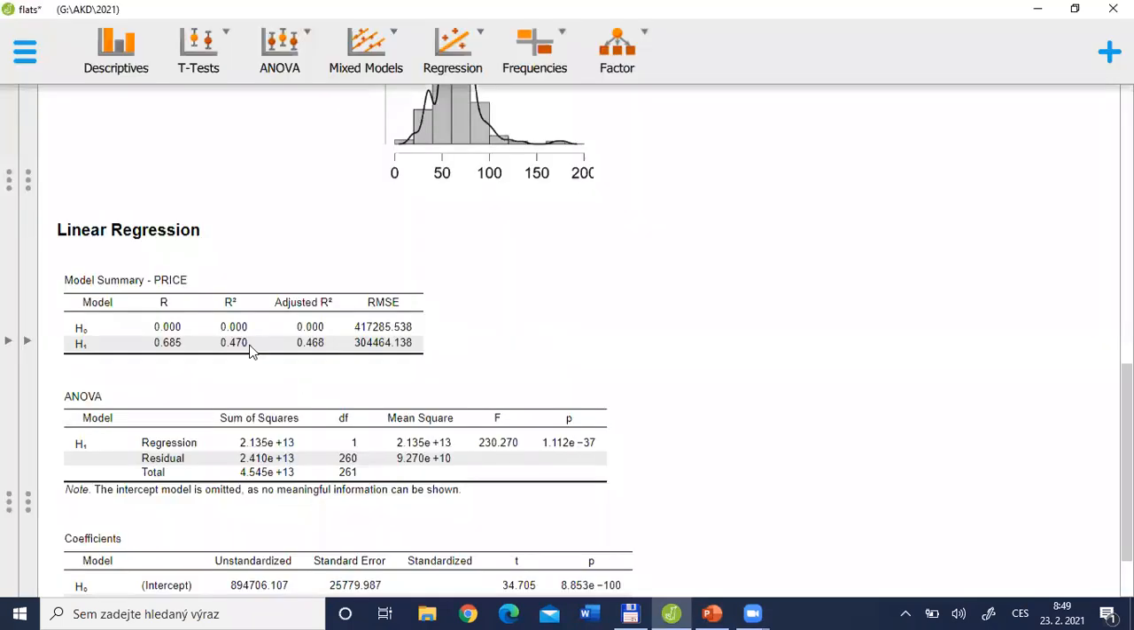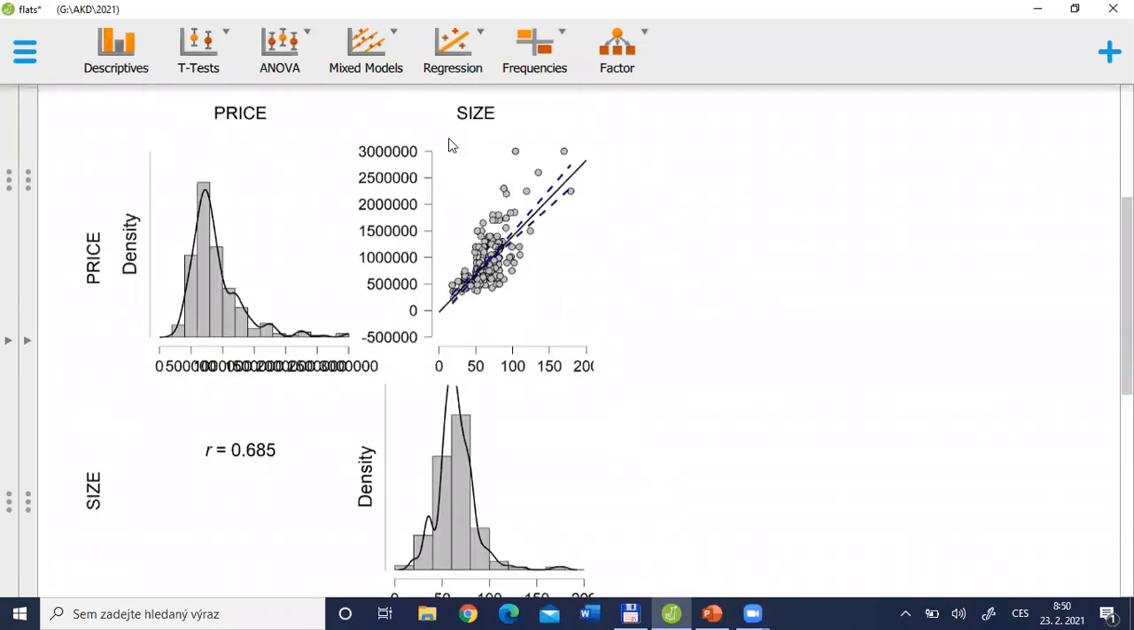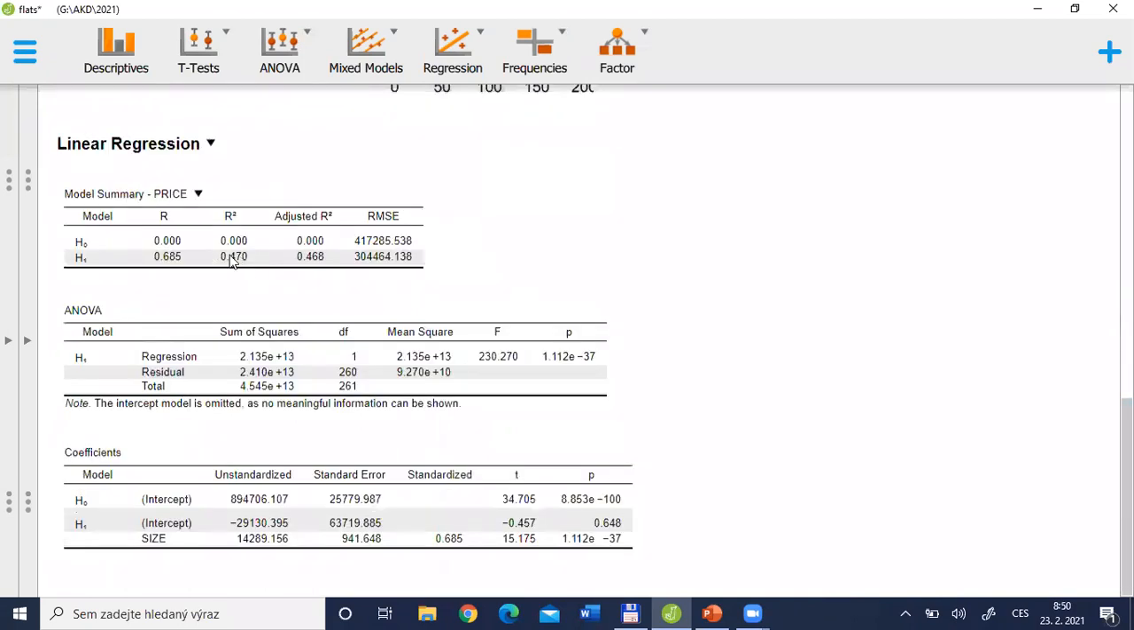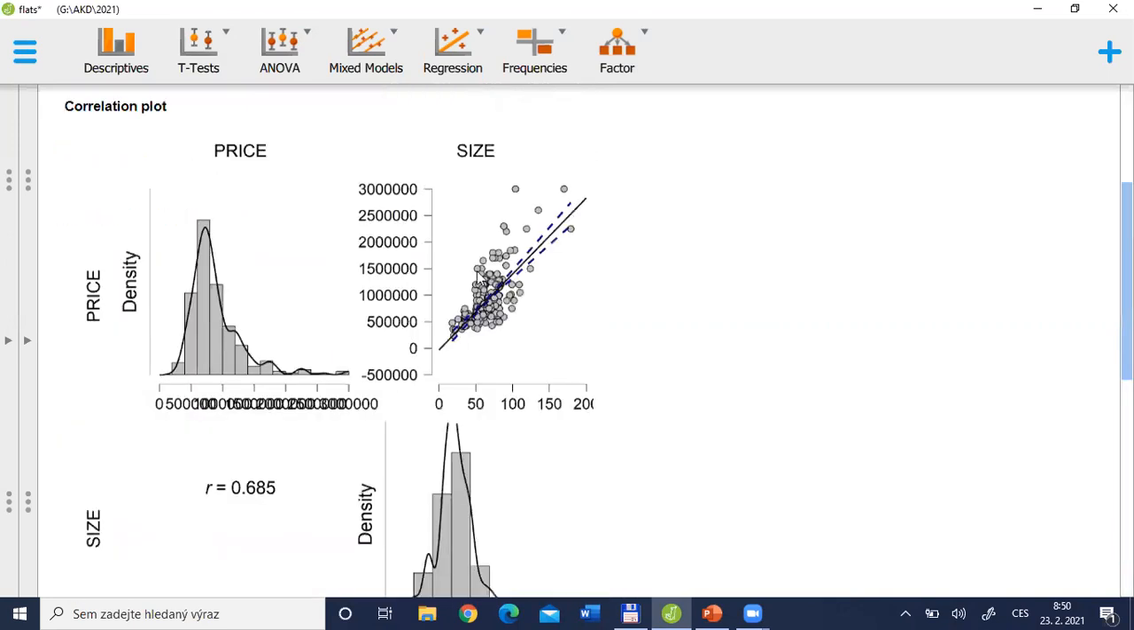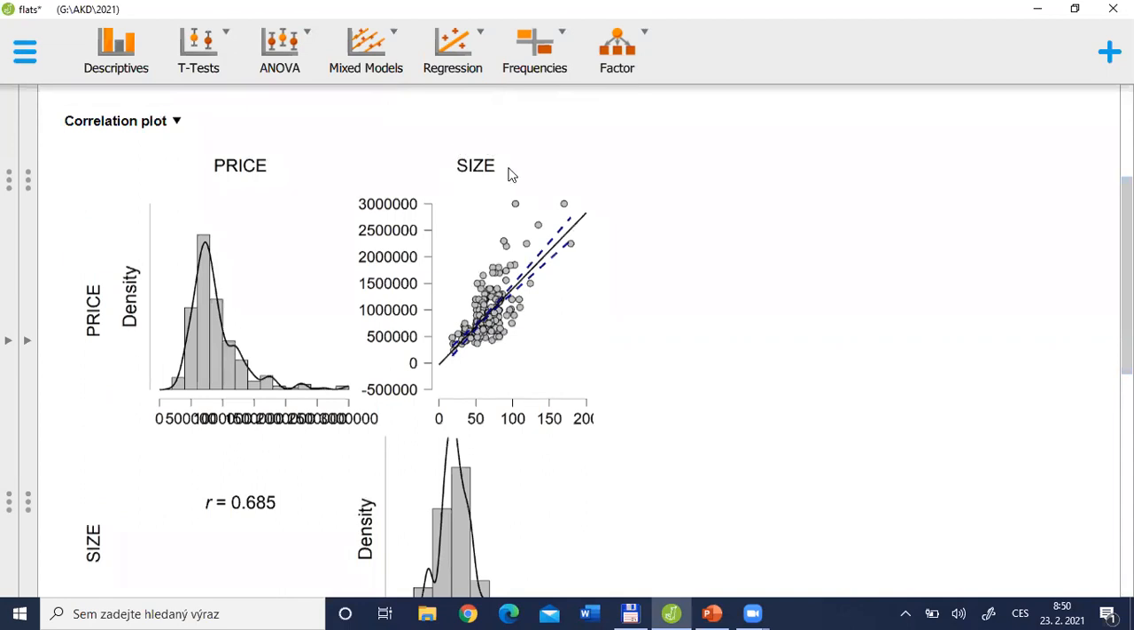So the interpretation here, if I am discussing the explanation of prices by sizes of the flats, is that prices are influenced by sizes by 47%. 0.47 multiplied by 100 in percentages means that nearly 1/2 of the variation of prices is explained by flat sizes.